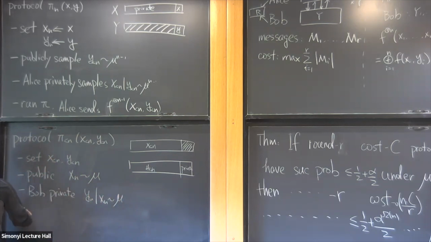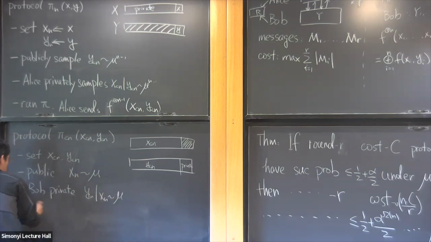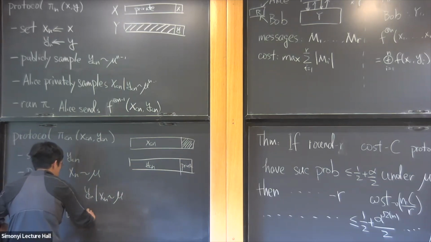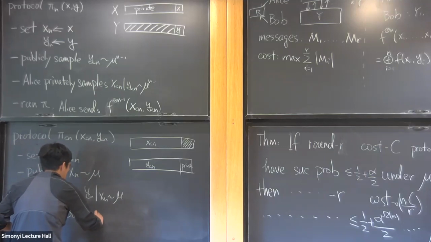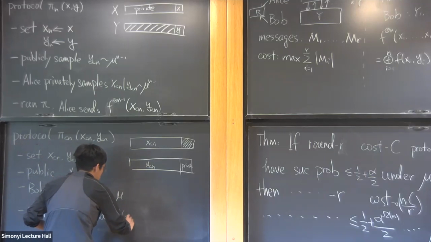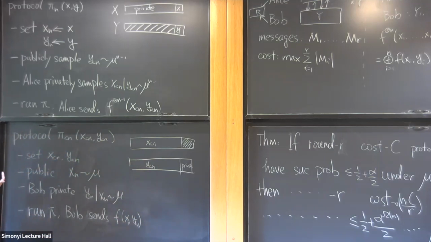And then they again have the input pair, and they will run pi on this pair. And now Bob knows everything about the last coordinate, so Bob will send the f value of the last coordinate, and this allows Alice to XOR it out, so that gives the value.